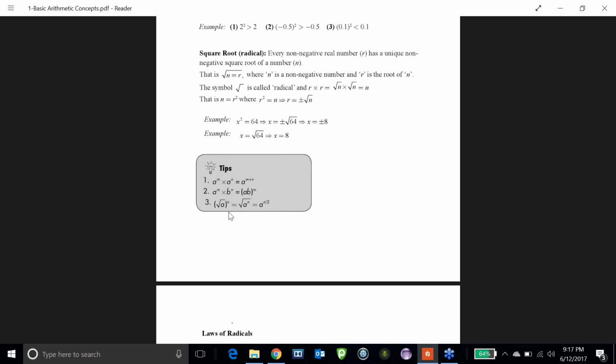which is nothing but 2 to the power of 4 by 2. What is 4 by 2? 2 itself. So 2 square. The value is 4. And if you want me to prove it, I can prove it. If I expand this term, it will be 2 into 2 into 2 into 2. Square root of this is nothing but 2 into 2, right? Which is nothing but 4.